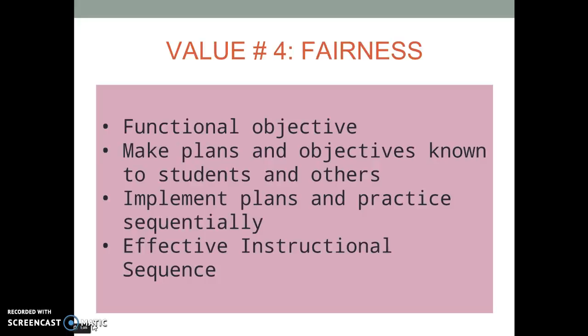The fourth element we aim to value is fairness. The first thing we do to ensure fairness is to make our plans and objectives known to the students who will eventually demonstrate their knowledge and skills based on that functional objective. Then we design and implement our lesson sequentially and with enough practice and feedback to give the student all the tools he or she needs. That, in a nutshell, is the effective instructional sequence.